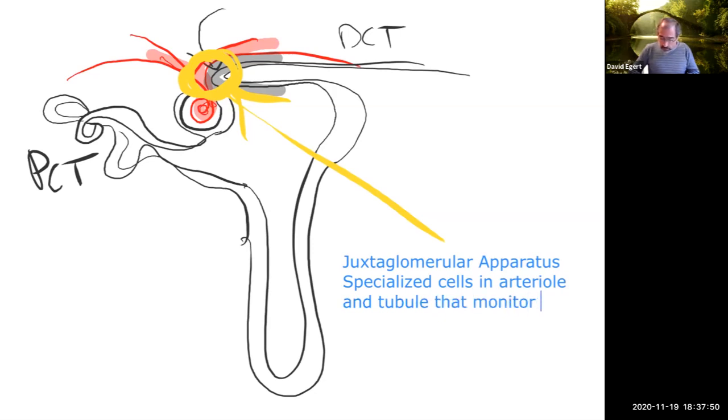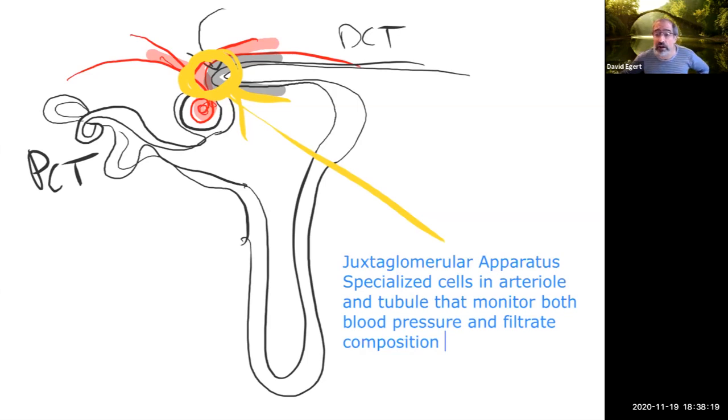And they monitor both blood pressure, right? Just stretch of the arteriole is going to give you a measure of blood pressure. We've talked about how stretch receptors can detect blood pressure. And also, they monitor filtrate composition. The DCT can monitor the osmolarity, like how much stuff is dissolved, what's going on inside the tubule. So both of these are part of this process to make sure the glomerular filtration rate stays intact.